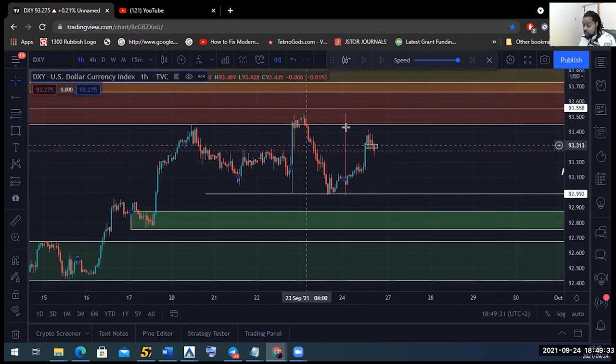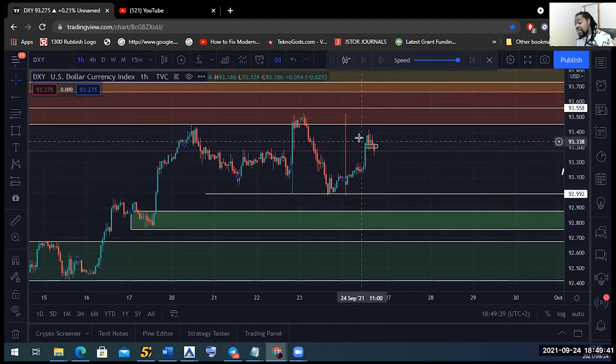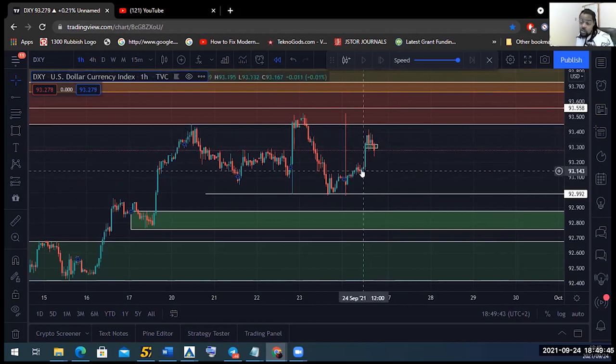You can see my DXY on the 1 hour wants to go down. If my DXY wants to go down, my USDCAD is going to go down. There's like no two ways about it. If my DXY makes contact with the supply, my USDCAD is going to go down, right?